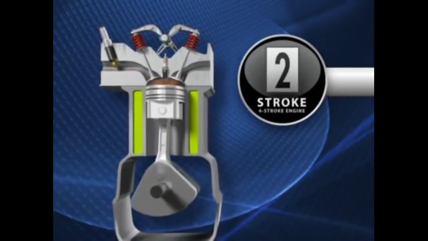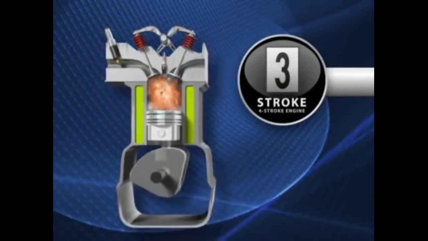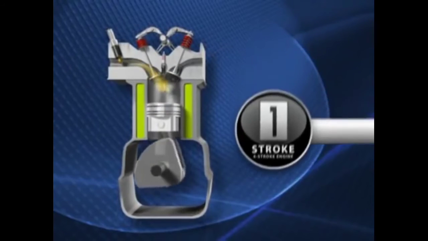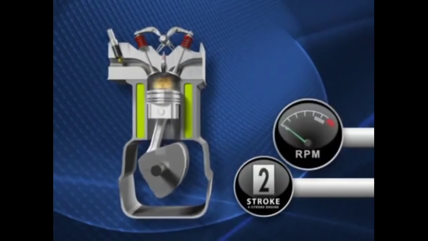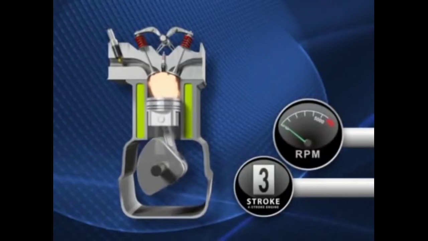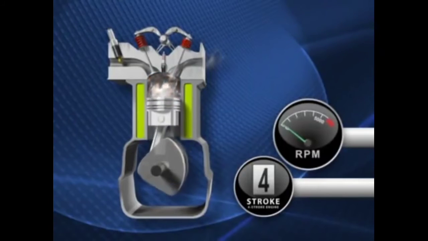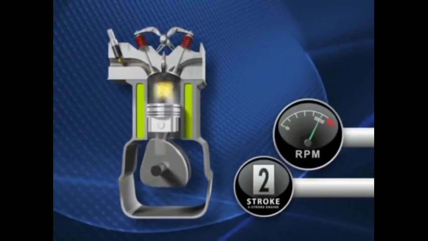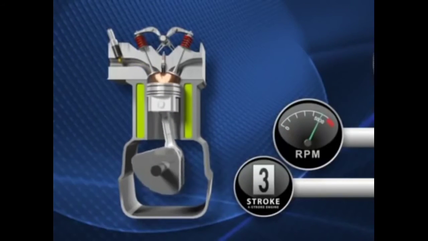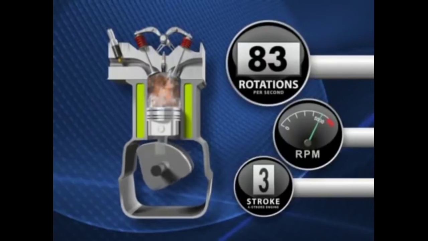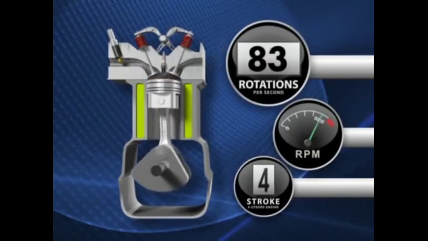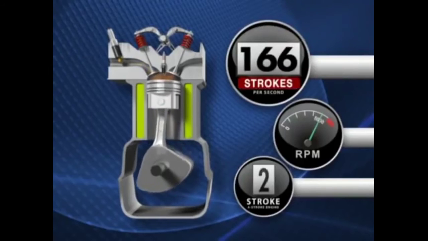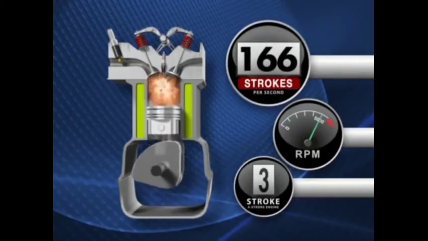It takes 1 up and down motion, or 2 strokes of the piston, to create 1 revolution of the crankshaft. RPMs, or revolutions per minute, is how many times the crankshaft rotates within that minute. At wide open throttle, the crankshaft may turn at 5,000 RPMs, or a dizzyingly 83 times per second. Meanwhile, the piston traveled up and down 166 times in that same second.